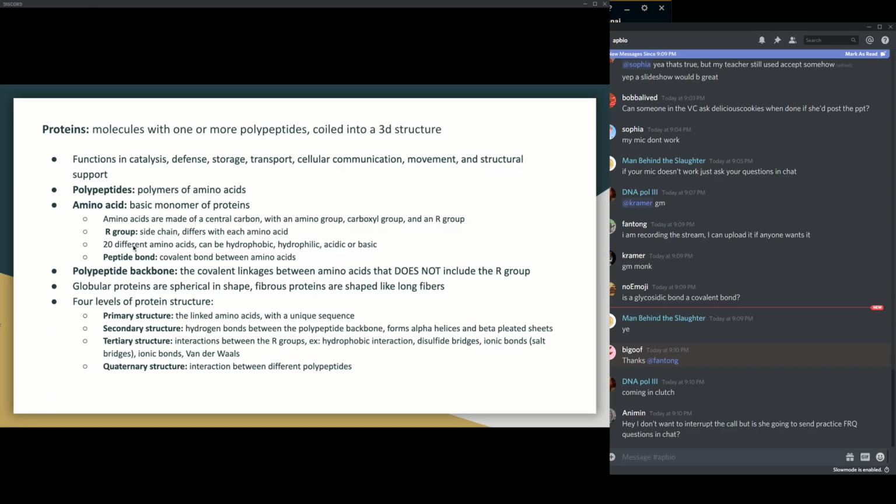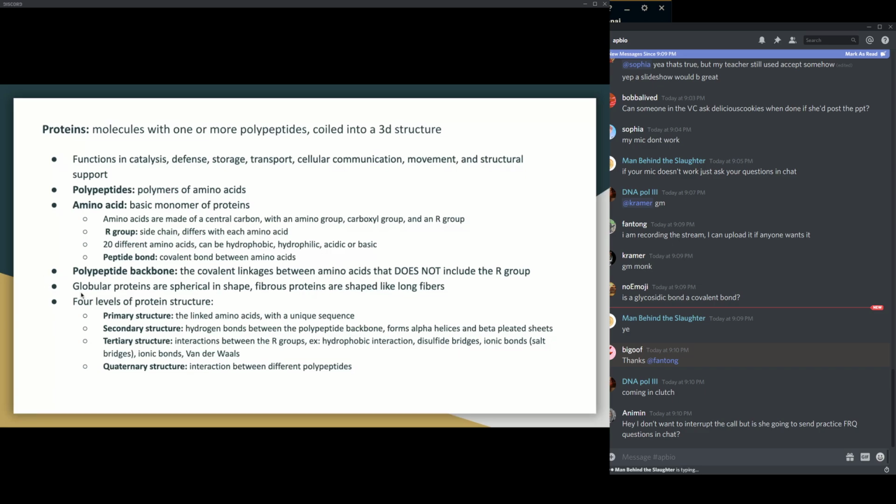Amino acids can be hydrophobic, hydrophilic, acidic, or basic. The important thing is you need to know what the bond between amino acids is called, and that's called a peptide bond. You also need to know about the polypeptide backbone, which is the linkages between amino acids, and it doesn't include the R group. That's super important because when you're talking about protein folding, you definitely need to know what the polypeptide backbone is.